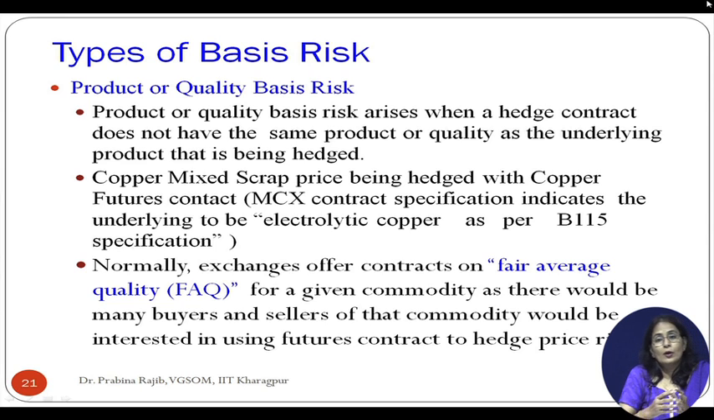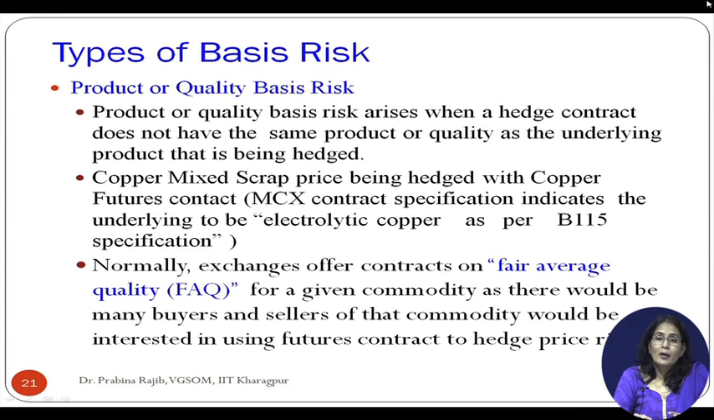And the third type of basis risk is product or quality basis risk. As we discussed in the previous example of a copperware manufacturer who is buying copper scrap, because there is no futures contract available for copper scrap, he is entering into a futures contract for copper, which as per the MCX contract specification is electrolytic copper as per B115 specification. So this Delhi based copperware manufacturer is hedging its price risk with a different quality underlying, and the price movement of the spot commodity may be different from the price movement of the futures contract because of the quality difference.